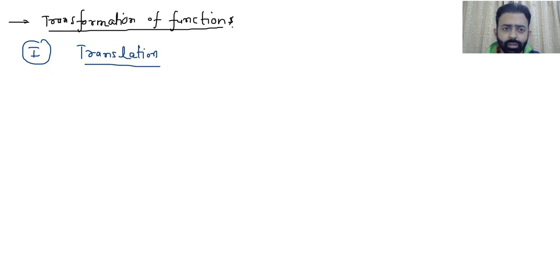Now in transformation of functions, there are various types of transformation. One transformation is what we call translation. Translation means you are moving the graph either in the positive direction of the y or x-axis, or in the negative direction of the y and x-axis. You are just moving the graph either horizontally, along the x-axis, or vertically, along the y-axis. That is the meaning of translation.